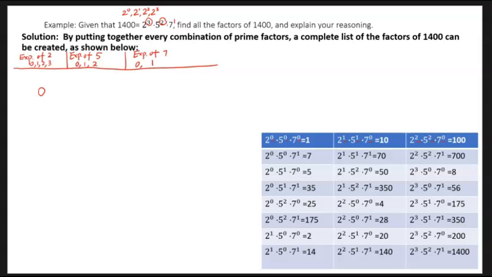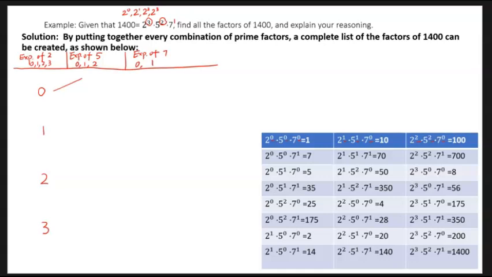So 0 and 1 and 2 and 3. Now let's start with the 0, which means we don't even choose a 2. And we're going to use 0 as sort of like a root to start growing branches.